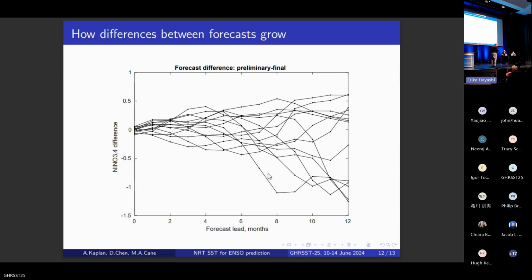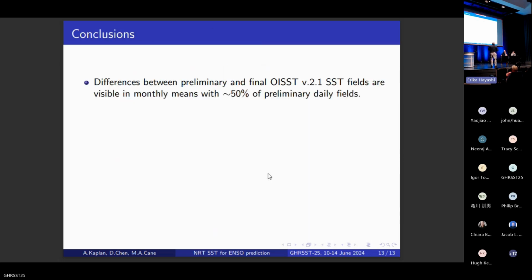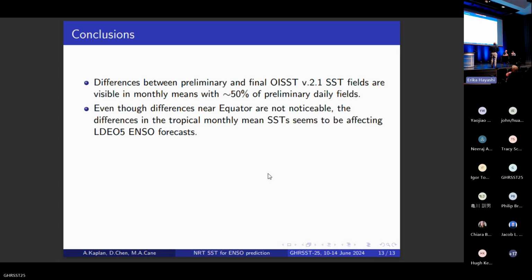It's just a year. So my conclusions are that differences between preliminary and final OISST version 2.1 are visible even in monthly means. I hope that wouldn't be the case with 50% of preliminary daily fields. Even though differences near the equator are not noticeable, the differences in the tropical monthly mean SST seem to be affecting our ENSO forecasts, at least with this model.